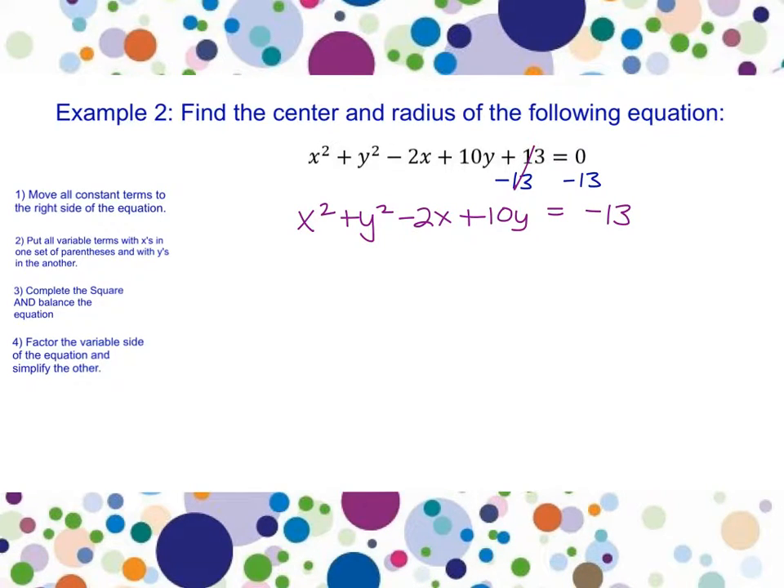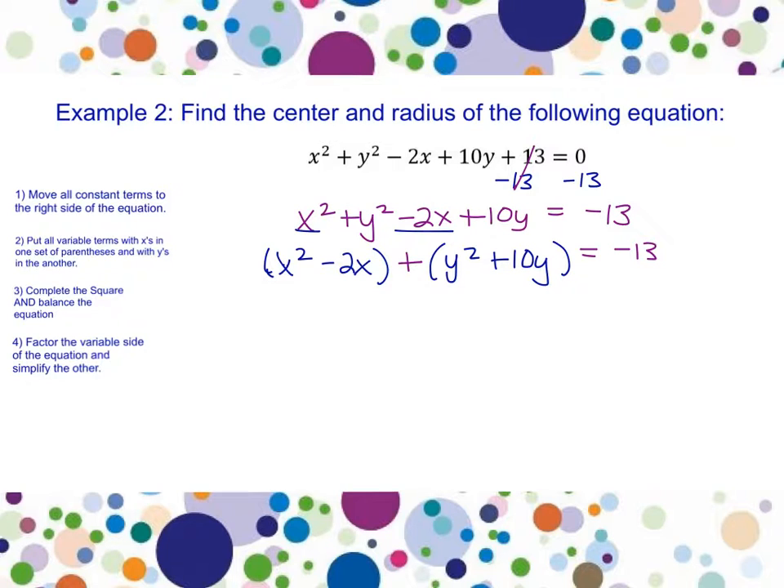All right, the next thing that I'm going to do is group my x's and y's. So I'm going to group in one set of parentheses x squared minus 2x, close parentheses. These are still bound with addition though. In my other set of parentheses, I'm going to group y squared plus 10y. And that's still all equal to negative 13.